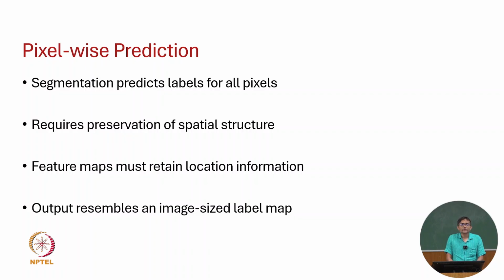Whereas pixel-wise prediction requires the preservation of spatial structure. Feature maps must somehow retain local information. The output must resemble an image-sized label map. How can we do that?